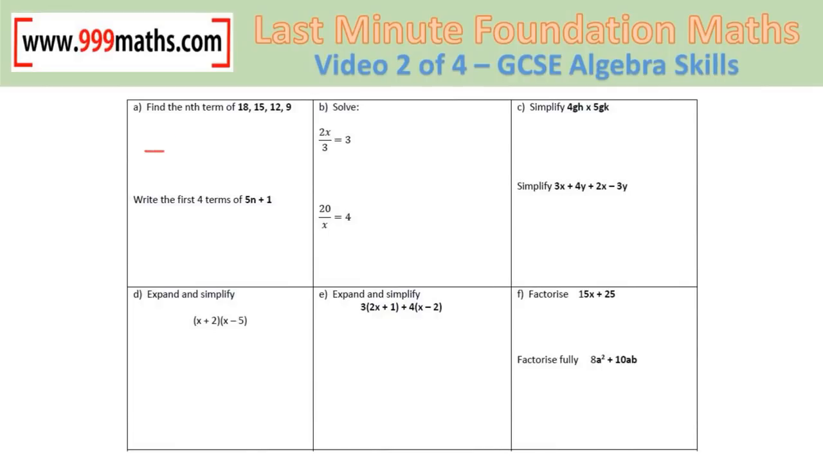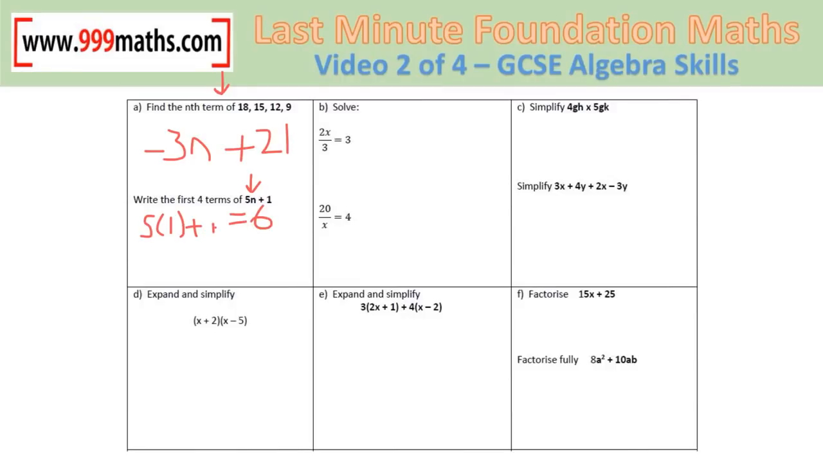Difference is -3. N will be n. The one before, remember, is at this end. The one before would be positive 21. The first 4 terms, I'm going to substitute 1, 2, 3 and 4 into here. 5 times 1 is 5. Add 1 makes 6.